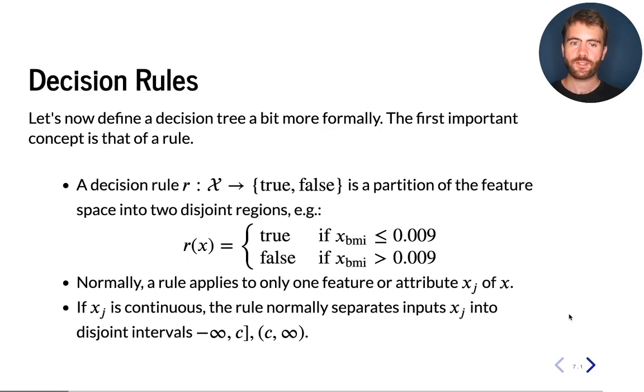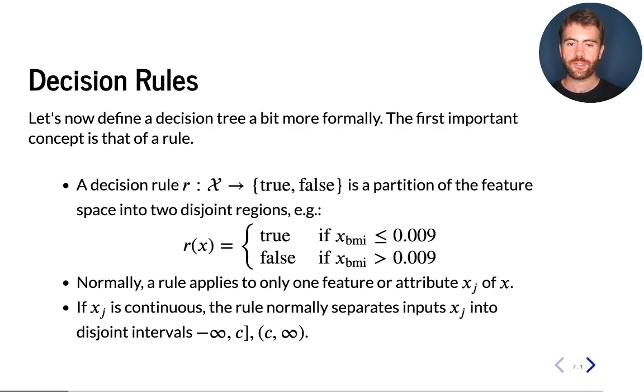Now let's look at decision trees a little bit more precisely, a little bit more formally. Let's define them in a slightly more precise way using a little bit of mathematical notation. And the first concept that we need in order to do this is that of a decision rule. And that is probably the most important concept, the most important building block for a decision tree.